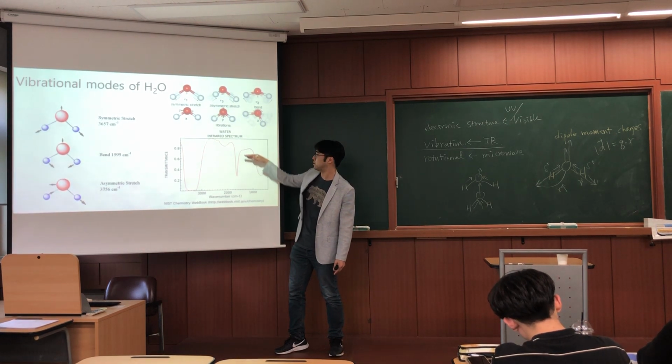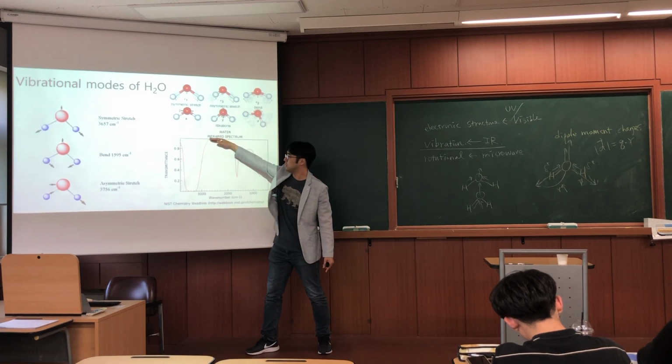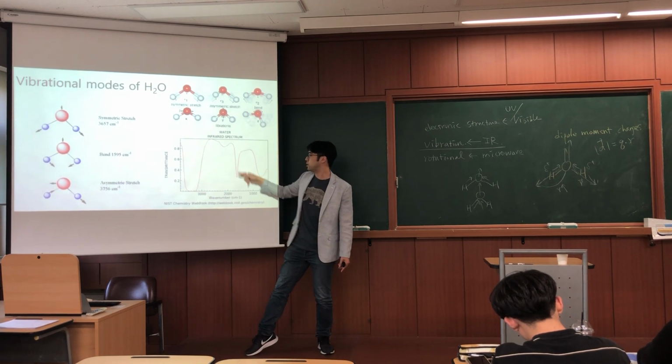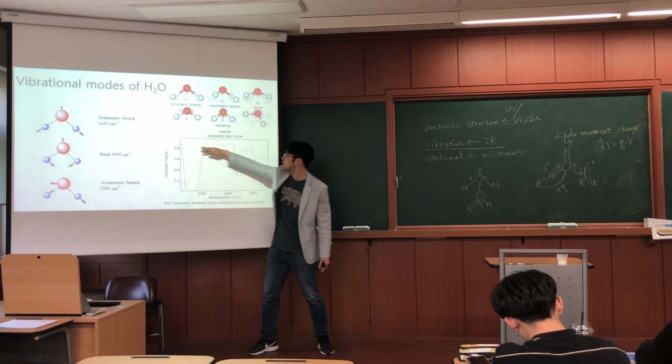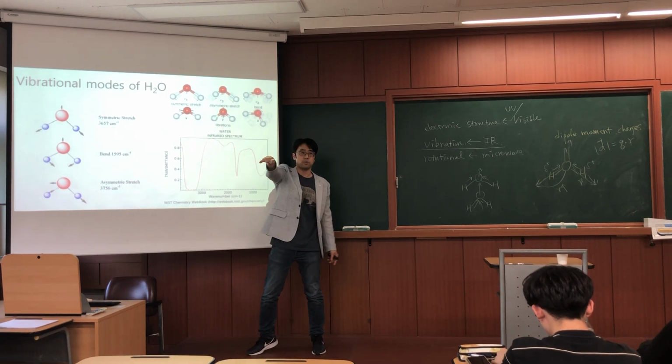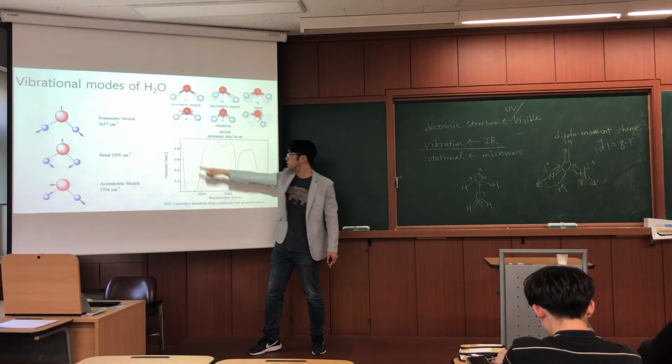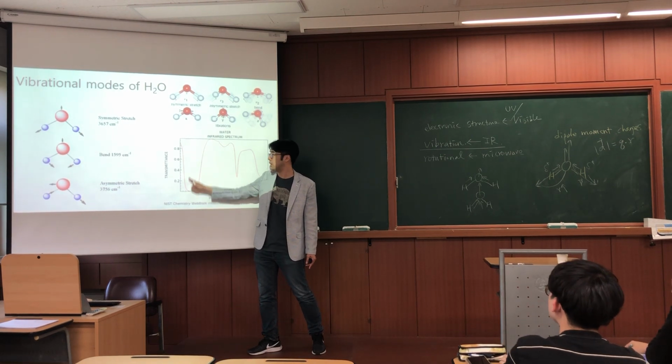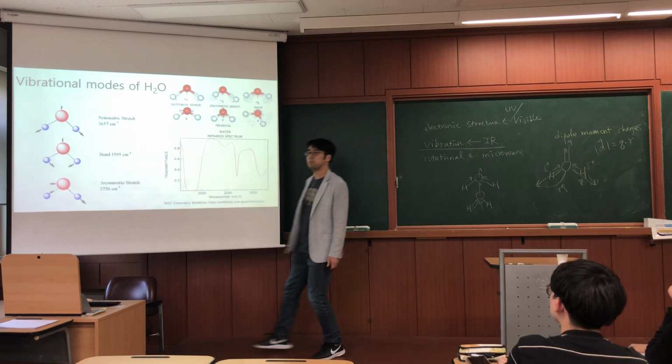In this plot, this is a transmittance. This red line shows the absorbance. When this red line is 1, the light just goes through the sample. But if this red line becomes 0, then all the light was absorbed by the sample.